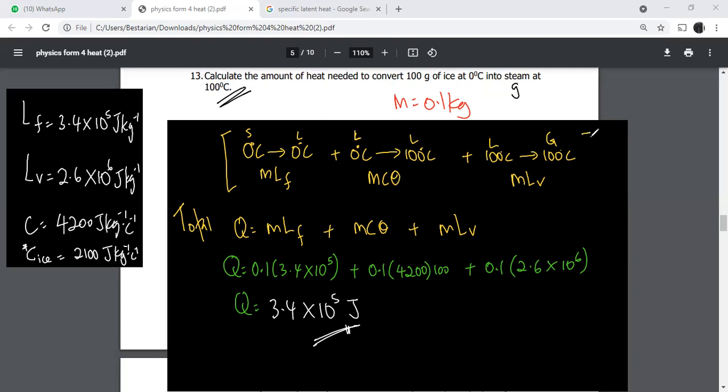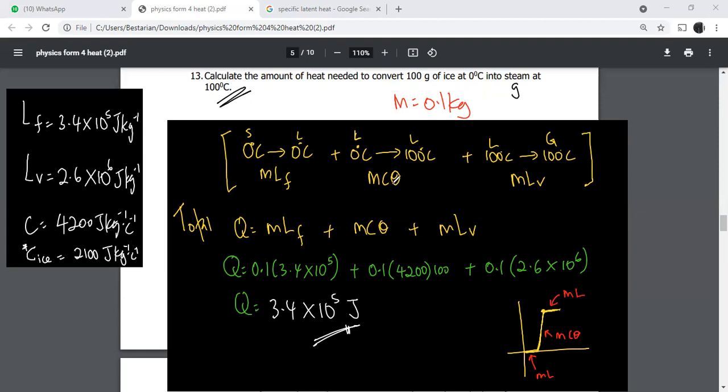And finally, the 100 degrees Celsius liquid, which is boiling now, will all change to 100 degrees Celsius gas. So if you look at your graph, it should start something like here: melting, temperature increases until 100, then boiling. So initially it was melting, so ml fusion, then the temperature increases, mc theta, then finally it's changing from liquid to gas, ml again.